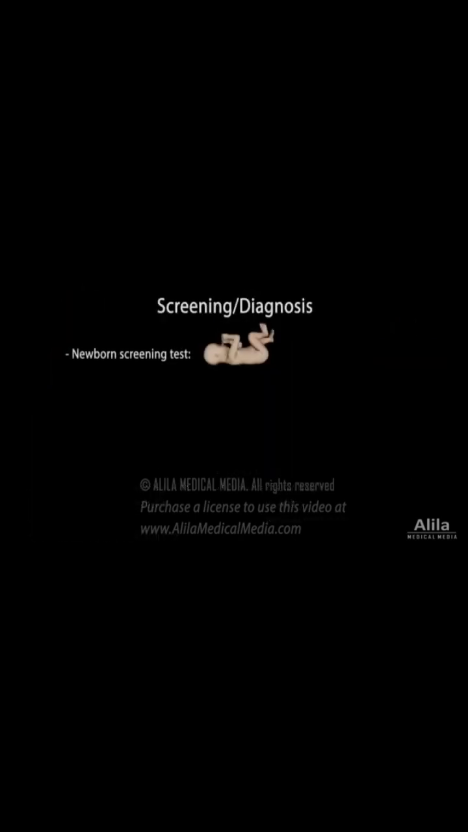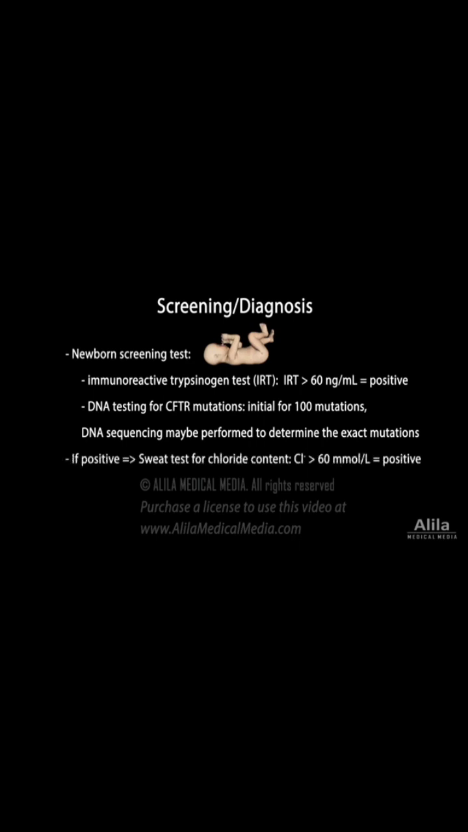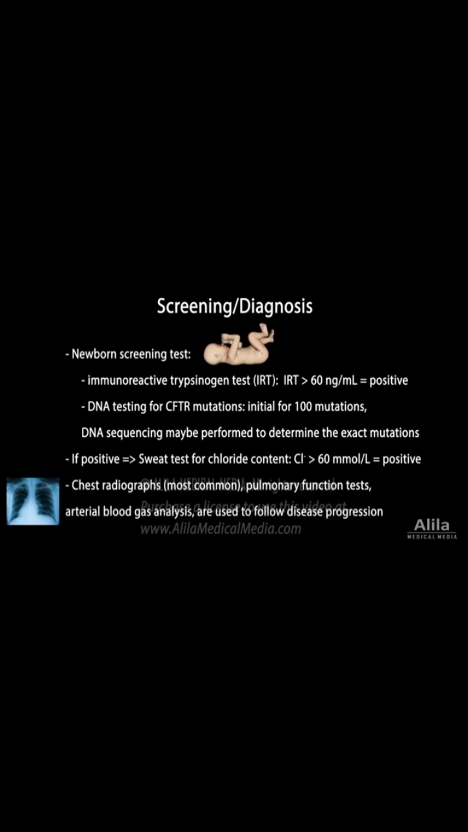CF is part of the newborn screening test in many countries. The screening typically involves an immunoreactive trypsinogen test and a DNA test for common CFTR mutations. If the result is positive, a sweat test for chloride content is performed to confirm the diagnosis. Once diagnosed, chest radiographs, pulmonary function tests, and arterial blood gas analyses may be used to follow disease progression.